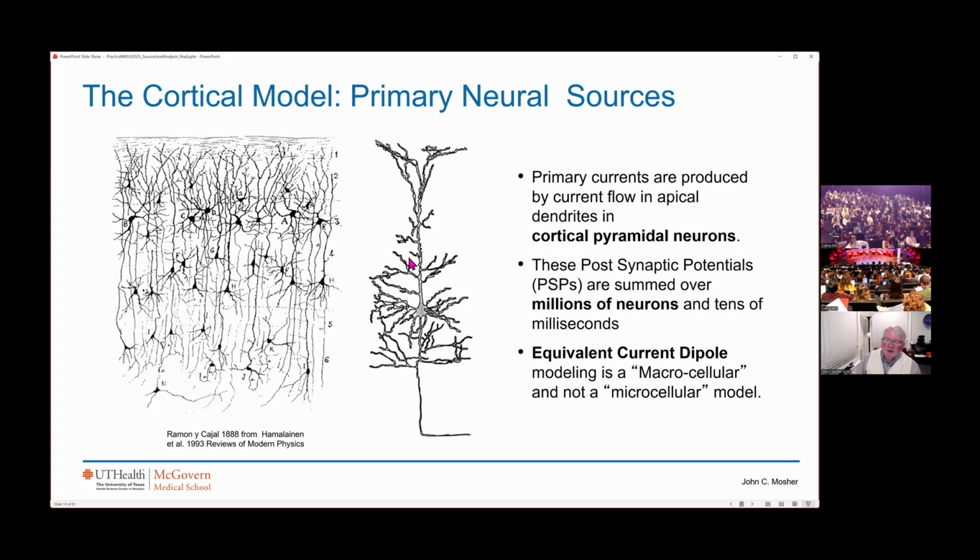We like to draw the single neuron. This is from Ramon Cajal in 1888, his drawing. But we're always looking at the equivalent current dipole, the idea of millions of these. So we're always talking about a macrocellular model and not a microcellular model. There is a whole other community out there that will argue this at the cellular level. We're always arguing it more at the hundreds of thousands to millions of neurons.